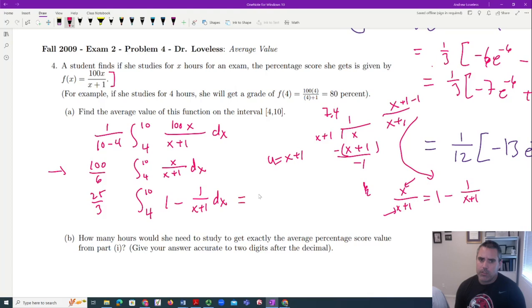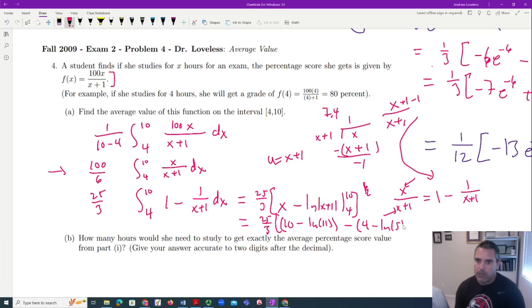At that point, then we can just straight integrate it, because it's going to be x minus, and this is the log of x. It's a part of the more generalized formula I gave. And then you're going to plug in a 10 and a 4 everywhere. So 10 minus log of 11. You don't really need those absolute values. Minus 4 minus log of 5, because all the numbers are positive. And so it's going to be 25 thirds, 6 minus the log of 11 plus the log of 5. And we could play around with that all day, but that was that number.